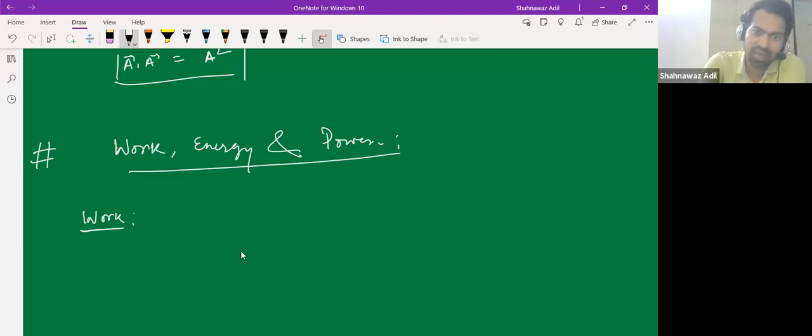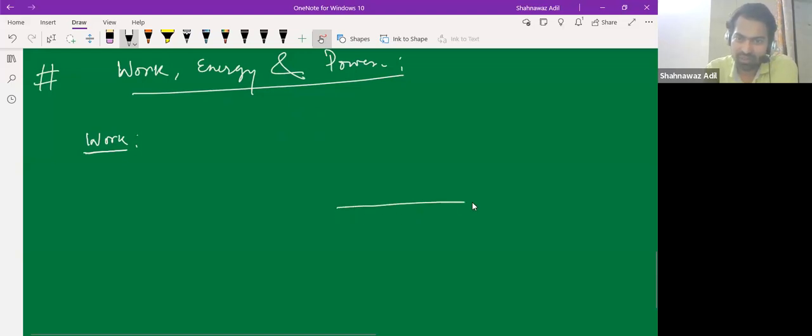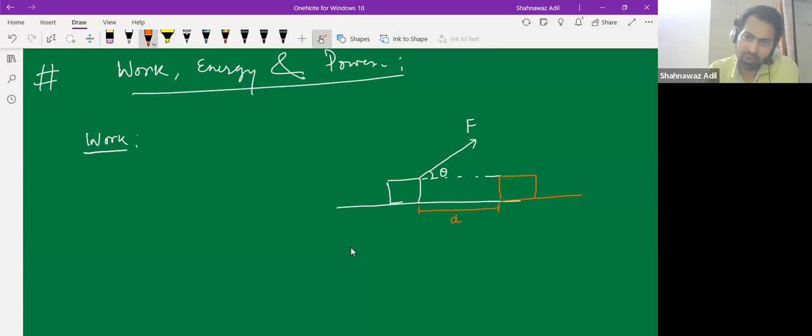So let's say you have an object, and you apply some force at this angle. So this is some angle and this is some force, right? Let's say this object moved to this point and reached here, and let's say the displacement was this. This object has some mass. Understood, everyone?